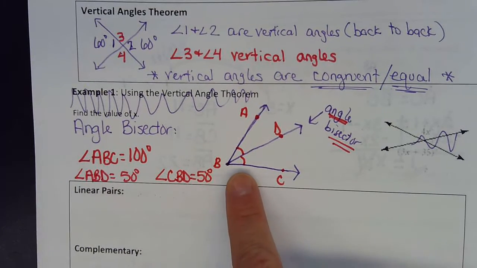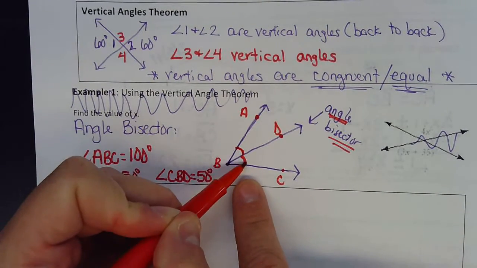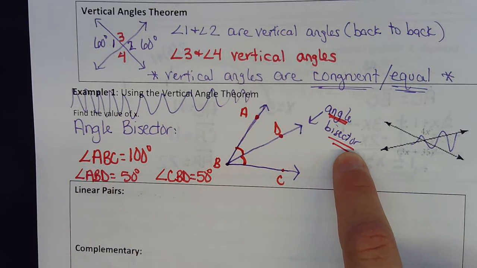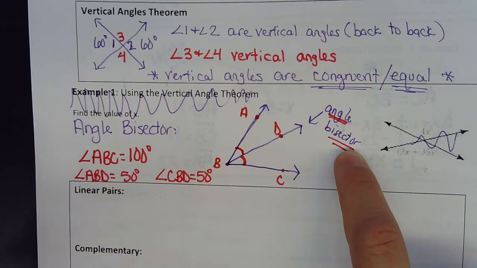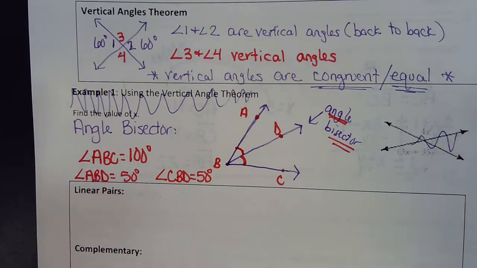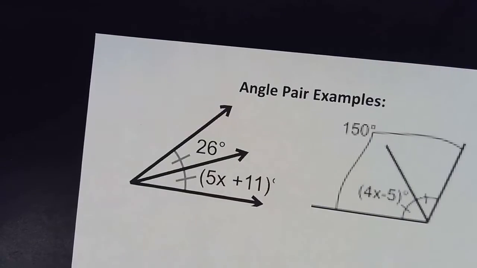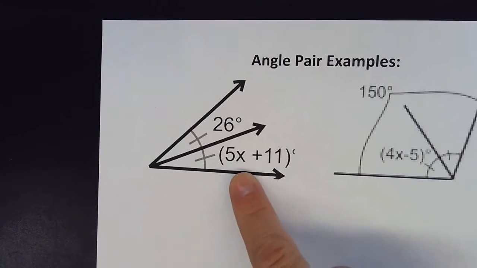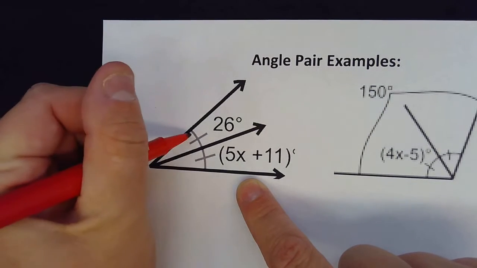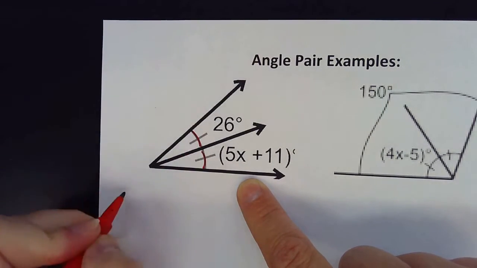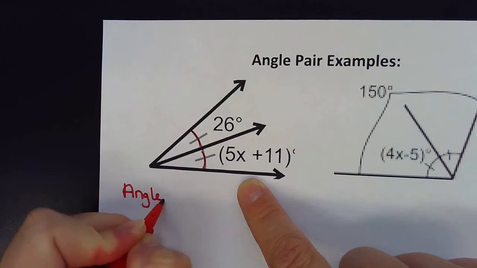You've got to look for either the markings, they'll put the little arcs there, or they'll actually use the words angle bisector. So it's kind of the same thing like with the midpoint. You can't assume that you have a midpoint unless you have the little dashes or they say the word this is a midpoint. So if you take a look at our little examples here, this is an example of an angle bisector because we have arcs. So this is an angle bisector.